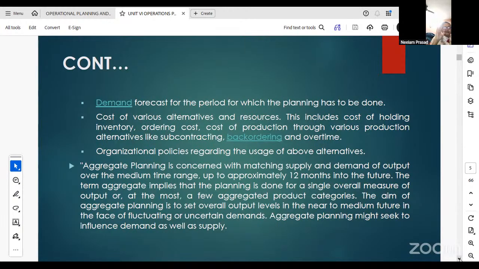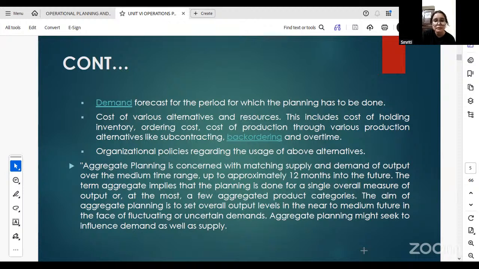First is your information. Yes, demand forecast. Demand forecast for the period for which the planning has to be done, cost of various alternatives and resources. This includes cost of holding inventory, ordering cost, cost of production through various production alternatives like subcontracting, back ordering, and overtime, organizational policies regarding the usage of above alternatives.